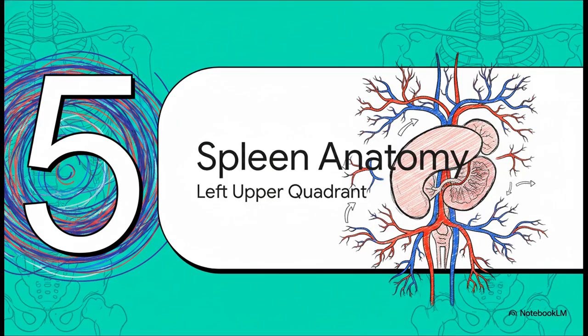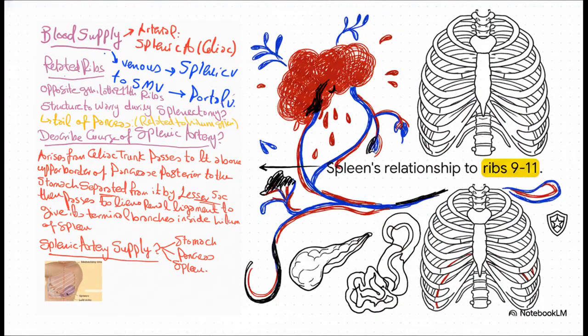We're navigating the left upper quadrant. Okay, there is a crucial piece of surface anatomy you've got to memorize here. The spleen sits deeply protected directly opposite ribs 9, 10, and 11 on the left side, which means if a patient comes in with a fracture to those specific ribs, that is a massive red flag for a ruptured spleen.